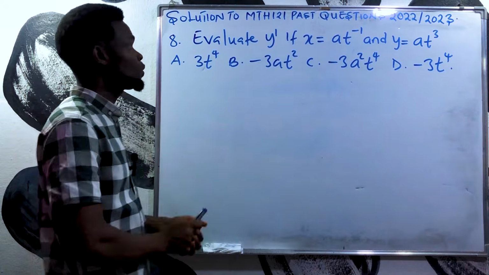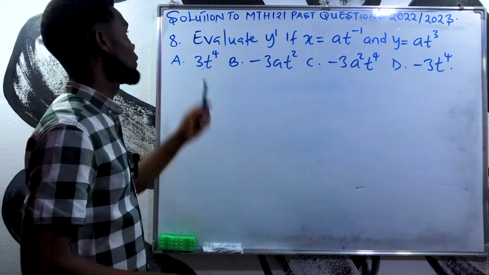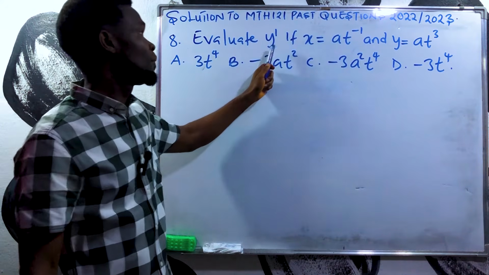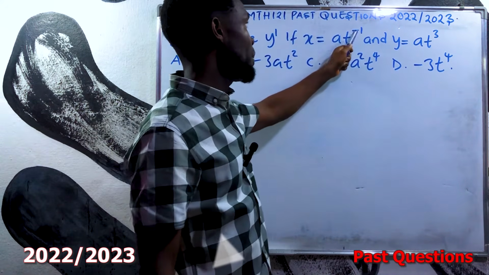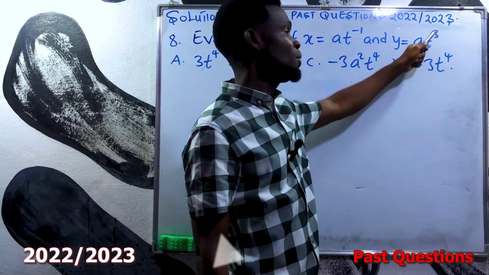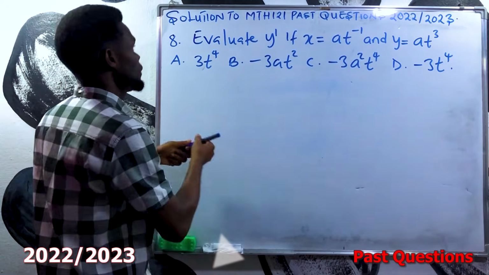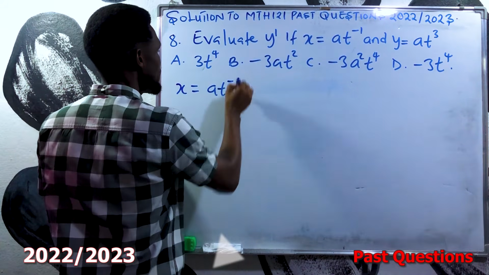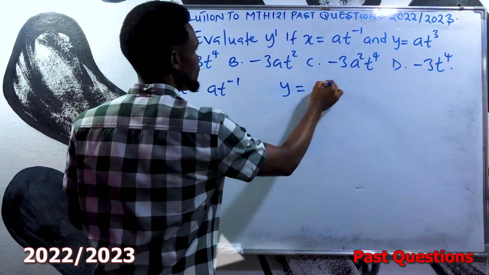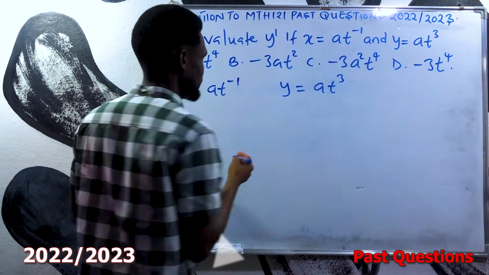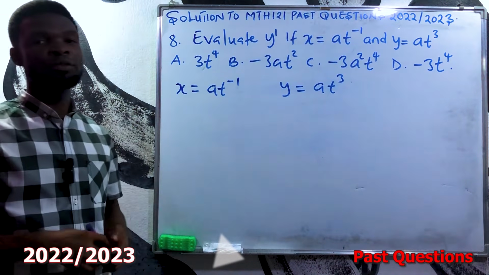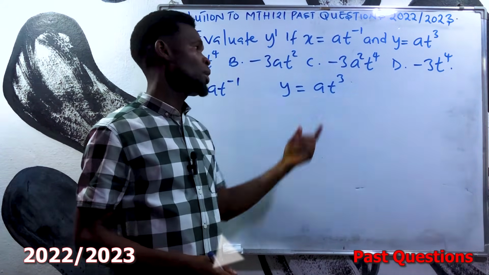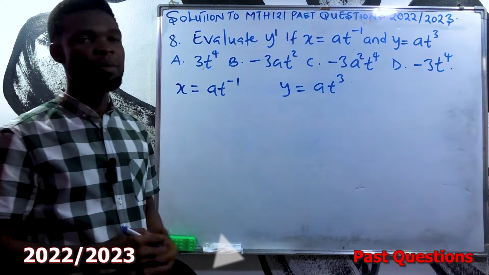All right. The next question in that past question says, evaluate y prime. Y prime is simply dy dx, if x is equal to 8t raised to the power minus 1 and y is equal to 8t raised to the power of 3. So the solution: x is equal to 8t raised to the power minus 1 and y is equal to 8t raised to the power of 3. This is still a parametric function where x is a function of t and y is a function of t, where the third variable t is a parameter.